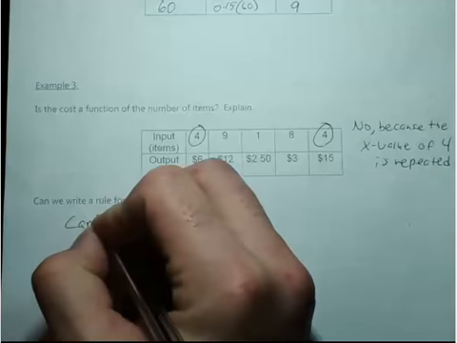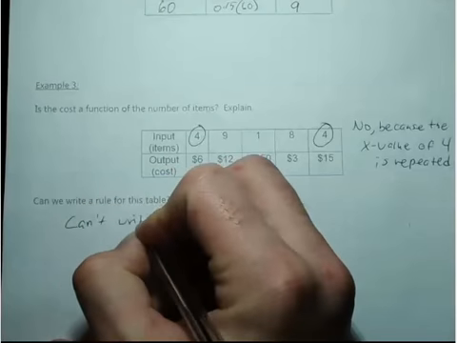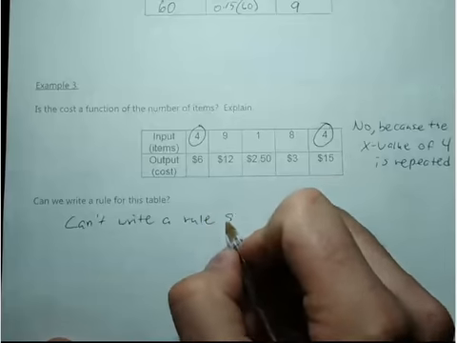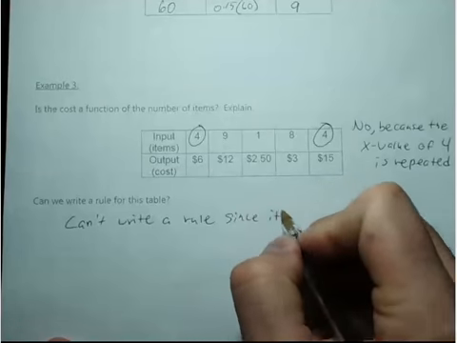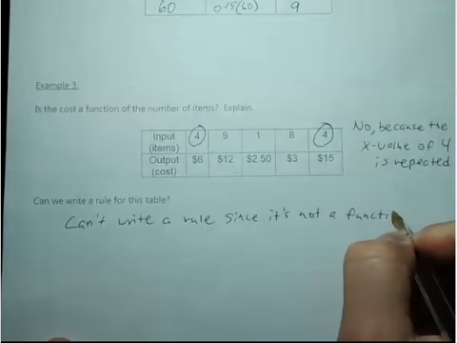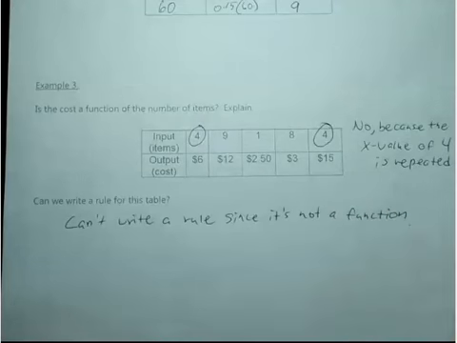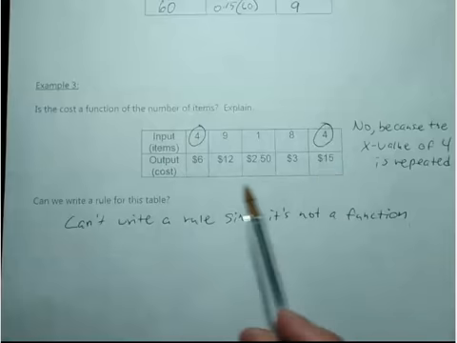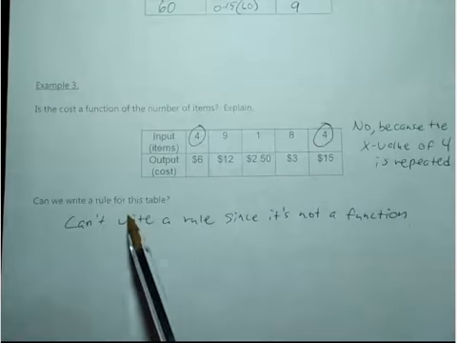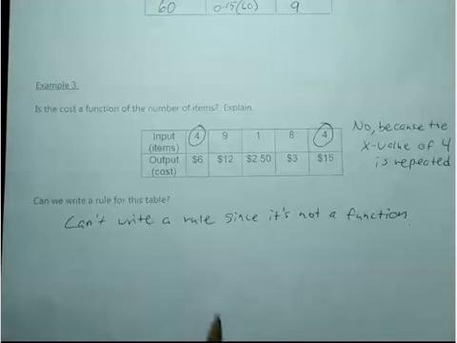So I want you to write, can't write a rule since it's not a function. Like I said, if the problem gives you a table like this and you see a repeated x value, just say can't write a function or a rule since it's not a function, and move on.